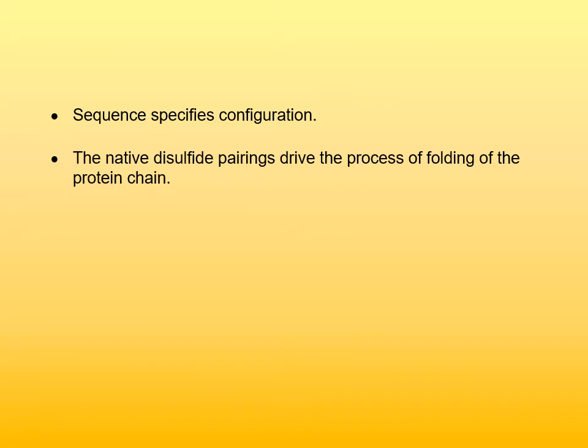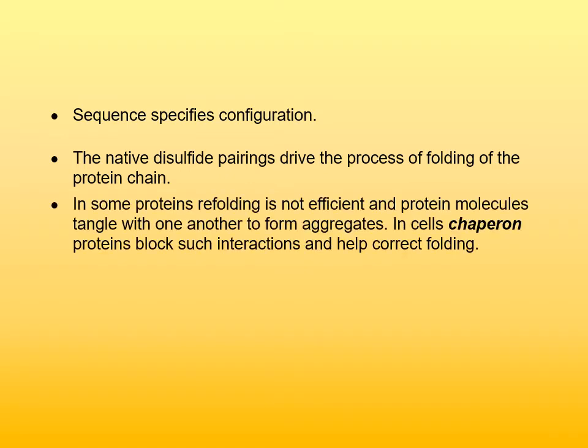Native disulfide pairings drive the process of folding of the protein chain, the correct process of folding. In some proteins, refolding is not efficient, and protein molecules may tangle with one another to form aggregates. So in such cells, chaperone proteins block such interactions and help correct protein folding. In fact, we'll cover the role of chaperone proteins much later in the course when we cover biosynthesis of proteins.